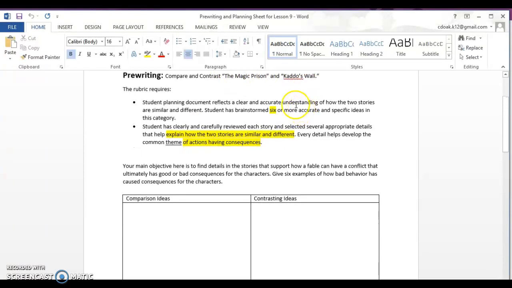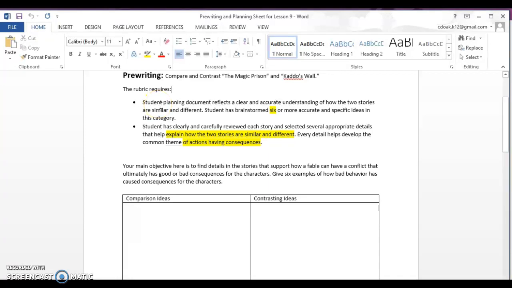This is just for your pre-writing, okay? So if you open up the rubric, it kind of says this. It says, student planning document reflects a clear and accurate understanding of how the two stories are similar and different. Student has brainstormed 6 or more accurate and specific ideas in the story, in this category.